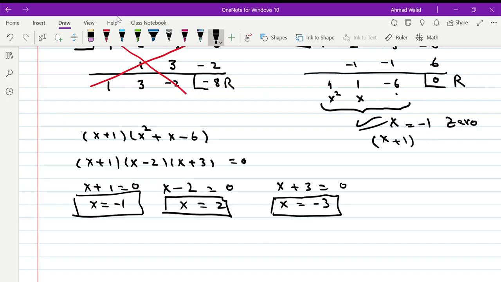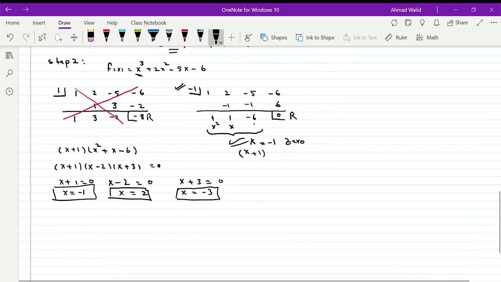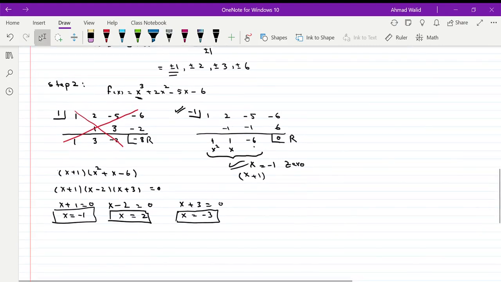Correct? I told you in the theory that when you find the possible zeros, not all of them are your zeros, but your zeros are in this list. You see -3 is in your possible zeros, 2 is in your possible zeros, and -1 is in your possible zeros. It means that list actually helps you to find the real zeros, or you can just call them the zeros of your polynomial function. Correct?